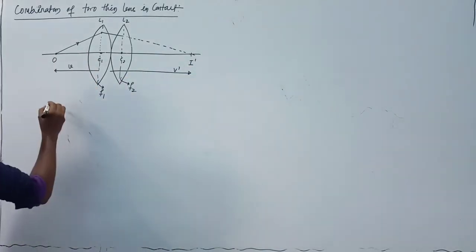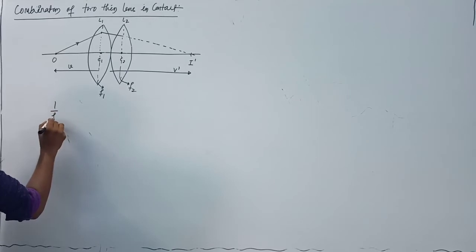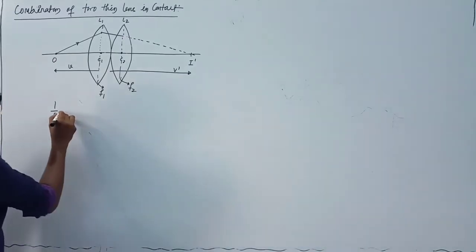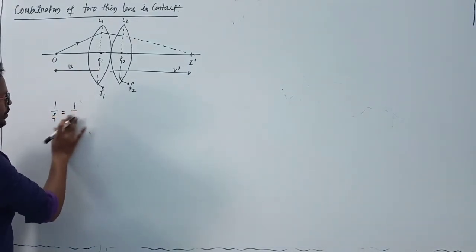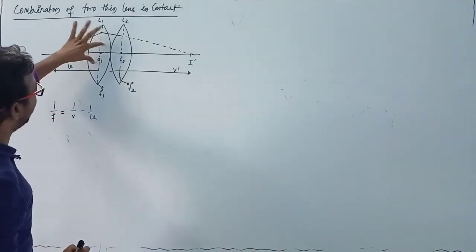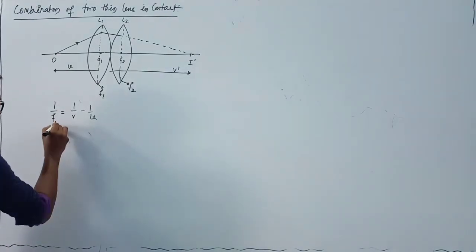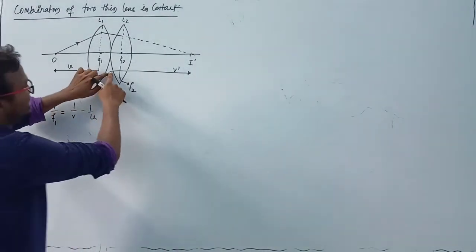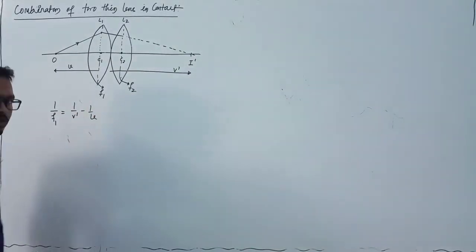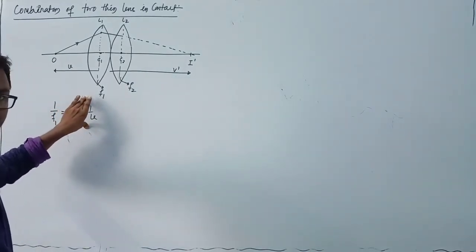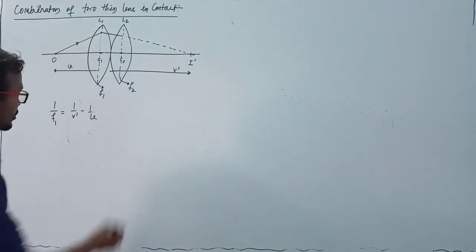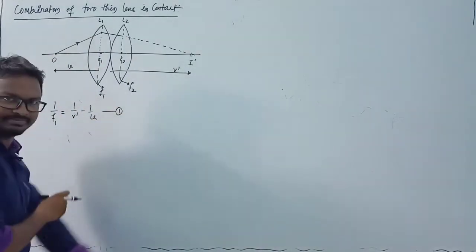Clear? Okay, and for this we can write a formula. We already have the thin lens formula, 1 by f equal to 1 by v minus 1 by u. But here the focal length of the first lens is f1, so you write f1, and the image distance is v dash, but the object distance is again u. But you don't use sign convention here because we already derived this relation using sign convention. So this is equation number 1 for the first lens.